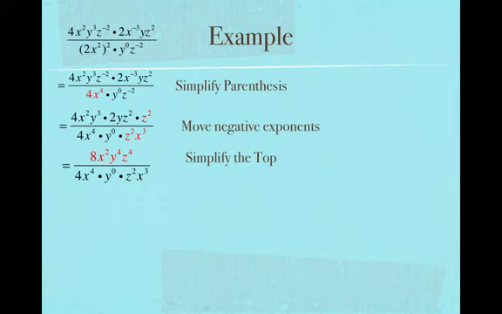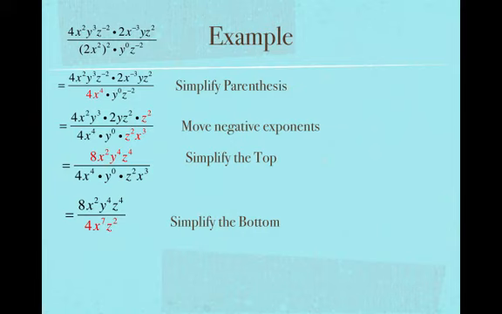Okay, so now that the top is as simple as it can be, we're going to move to the bottom and simplify that. Simplifying the bottom will give you 4x to the 7th, because we just combined the x's. The y to the 0 is now gone, because we know y to the 0 is just 1, so we don't even have to write that. And then z squared didn't have to be combined with anything.